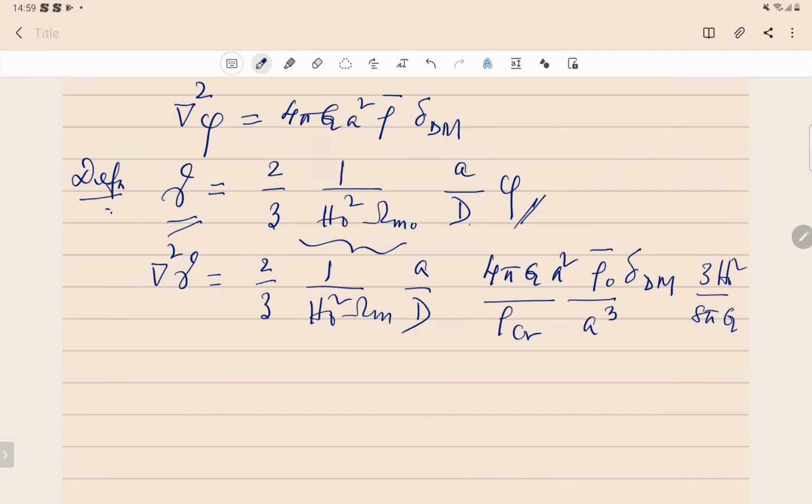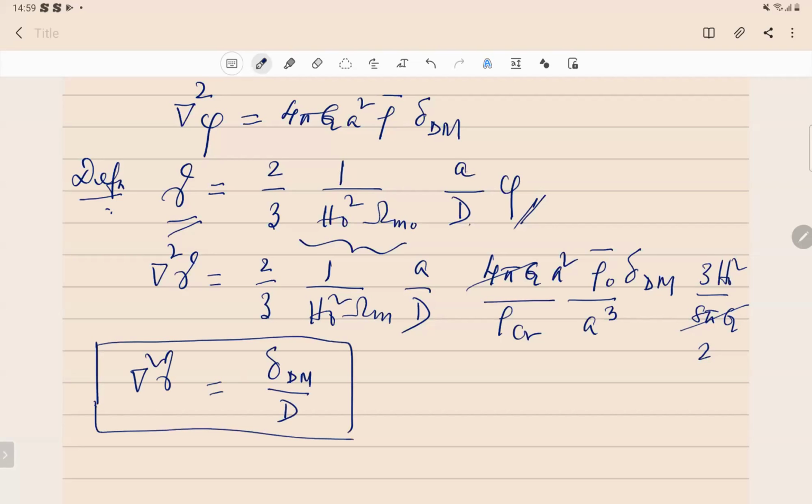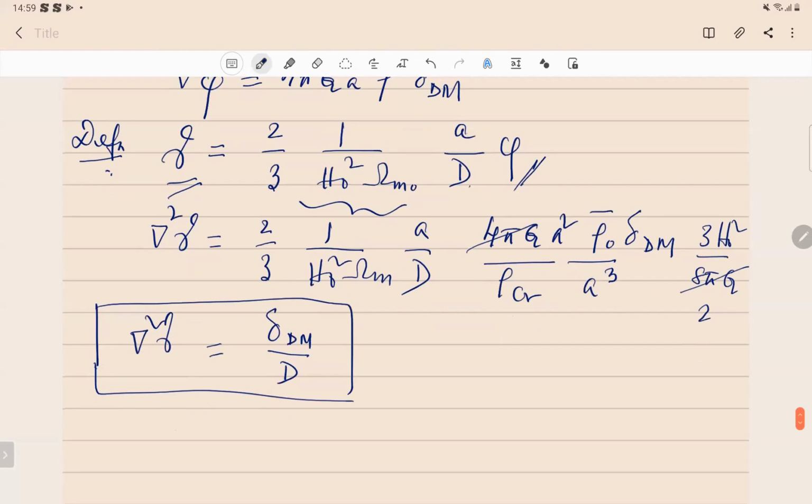So what will you have? You will have 4 pi G over 2, and this will be omega matter. So you will have a lot of cancellations, and finally everything will cancel. And that's why we had defined it this way. This was known to us. So we have del square of gamma, which will be now just delta. Very interesting. It's all concocted in such a way to obtain this quantity.